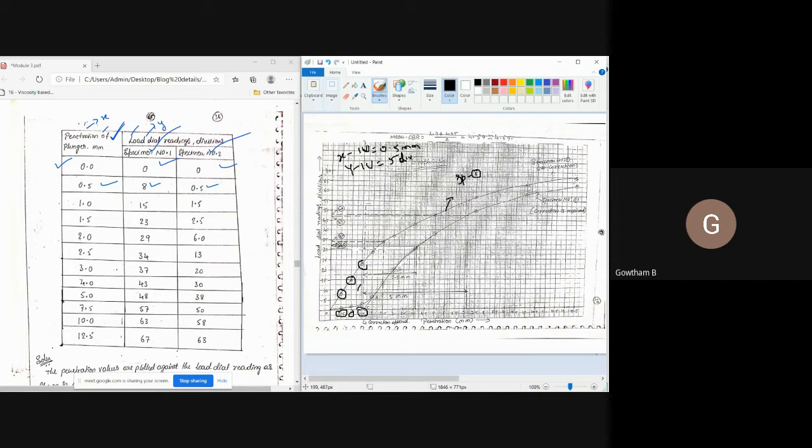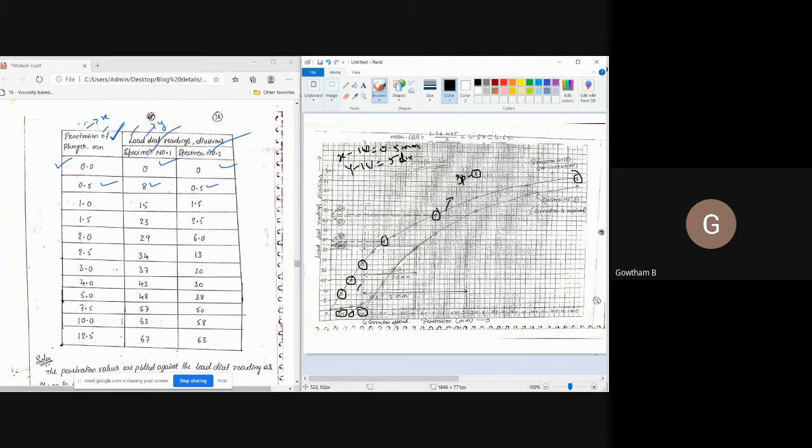Similarly, for 2.5 mm penetration, I marked the division as 34. For 5 mm penetration, I marked the division as 48. Similarly, the last point, for 12.5 mm penetration, I marked the division as 67. You can see here.